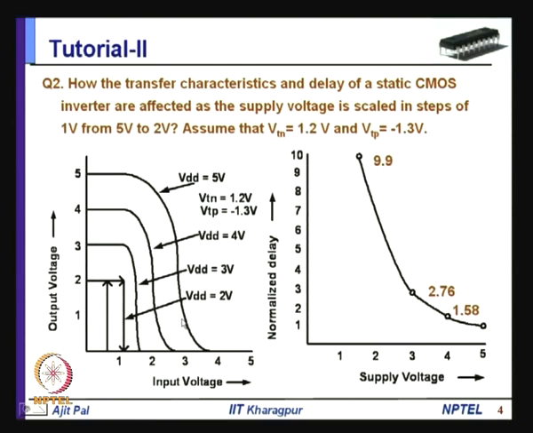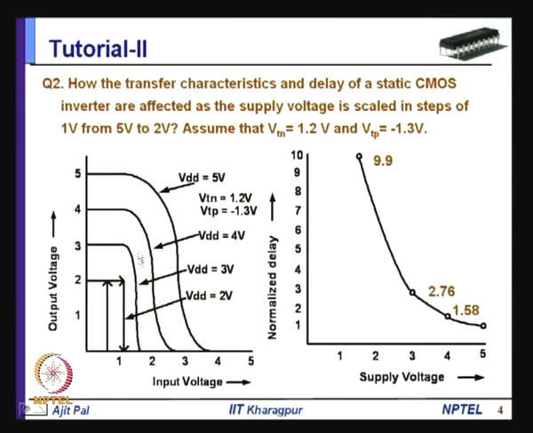For VDD equal to 5 volt, and for VDD equal to 4 volt, it is a similar situation, but when the input voltage is 0, of course, the output will be 4 volt, and it will remain constant up to an input voltage of 1.2 volt. Then again it will start decreasing, and it will become 0 when the input voltage is 4 volt minus 1.3, that means 2.7. So, at 2.7 it becomes 0, and in this part it changes from 4 volt to 0 volt.